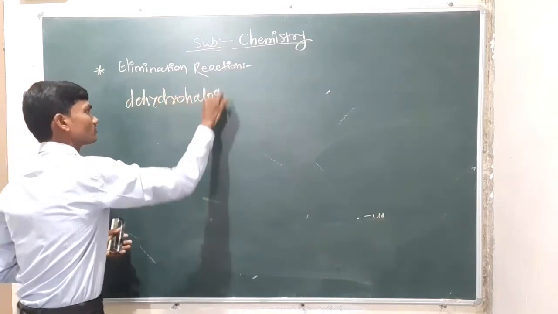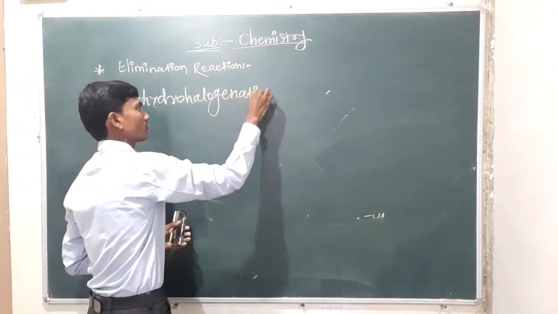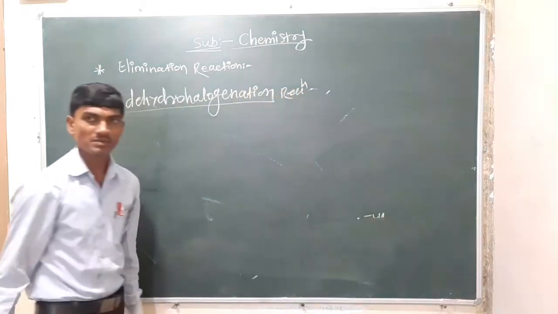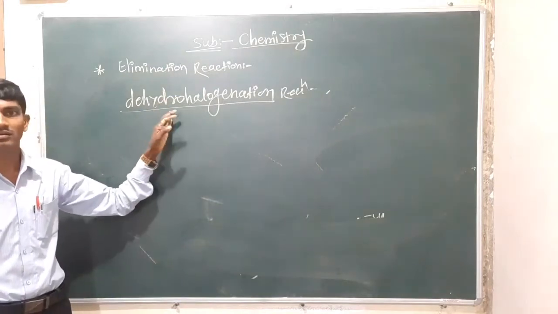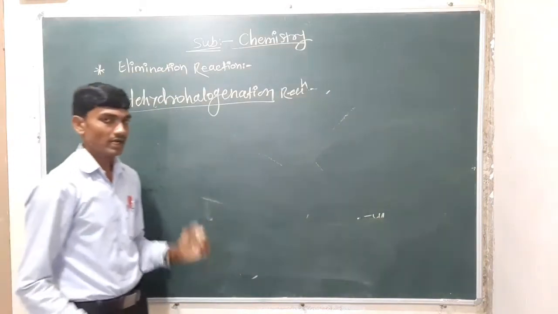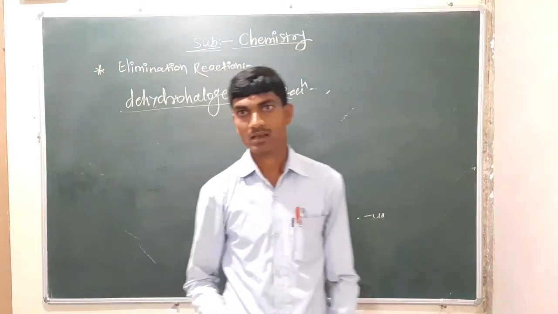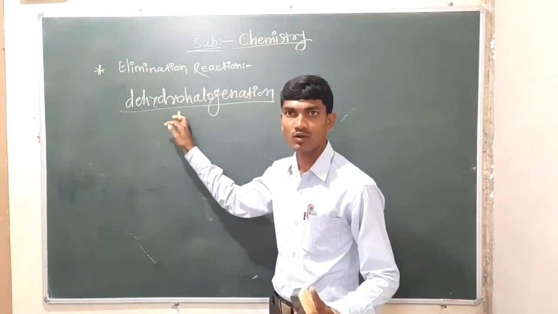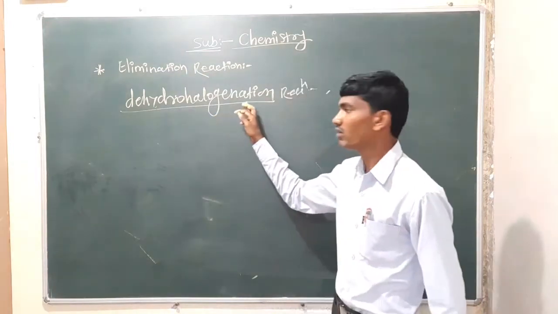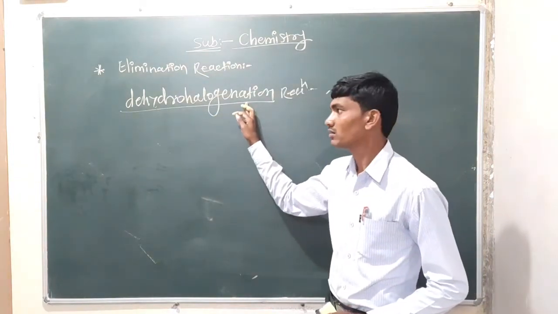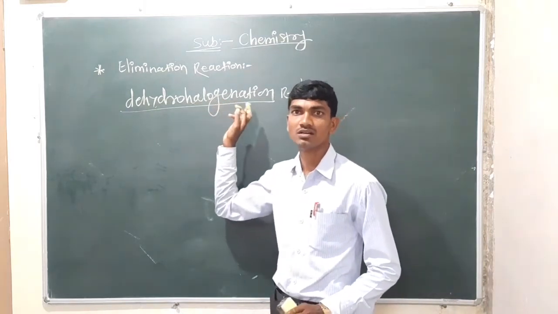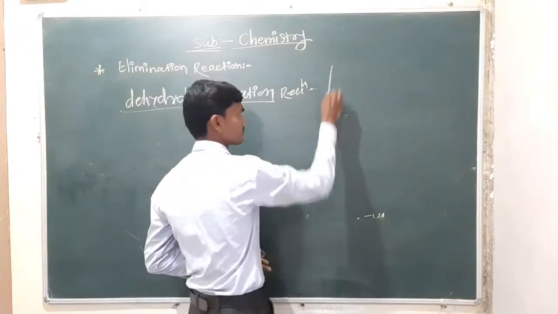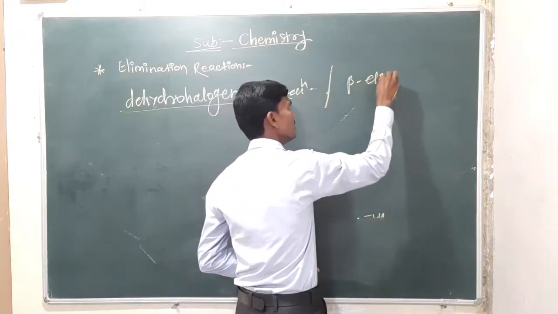In this, the first reaction we are studying is dehydrohalogenation. What is meant by dehydrohalogenation reaction? Dehydrohalogenation reaction means the reaction in which removal of one hydrogen atom and one halogen atom occurs. This reaction is also called beta elimination.